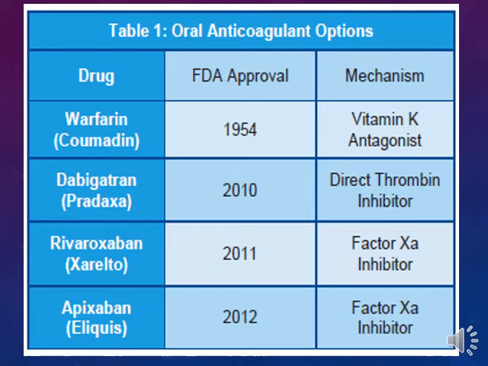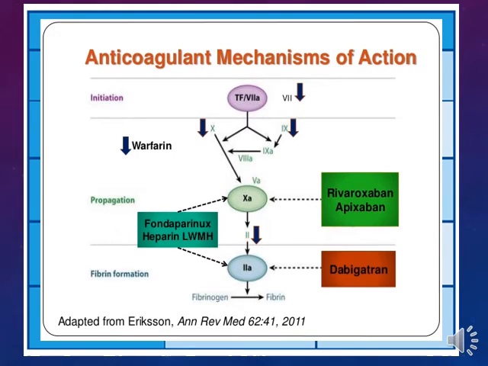These are the oral anticoagulants available in the market: warfarin or coumadin, dabigatran or Pradaxa, rivaroxaban or Xarelto, and apixaban or Eliquis. As I mentioned, the action of these drugs is more specific, either on activated factor 10 or activated factor 2. These are the most available direct oral anticoagulants on the market: rivaroxaban and apixaban, acting on activated factor 10, like low molecular weight heparin and fondaparinux, and dabigatran, which acts on activated factor 2 or thrombin.